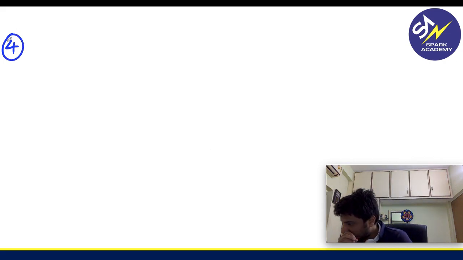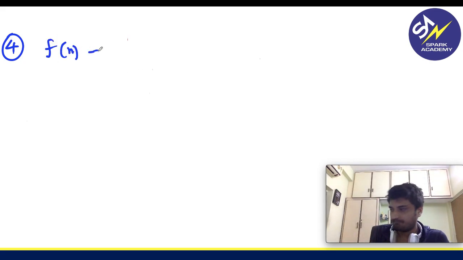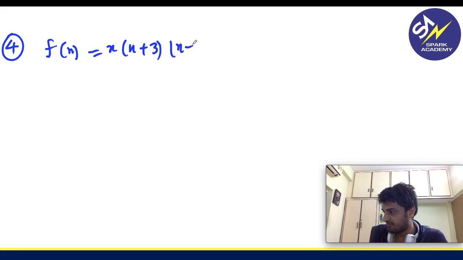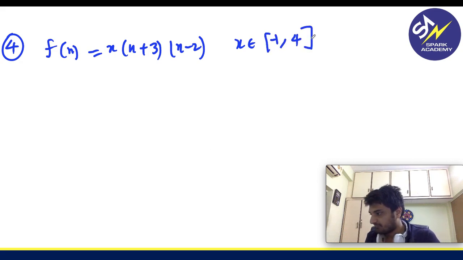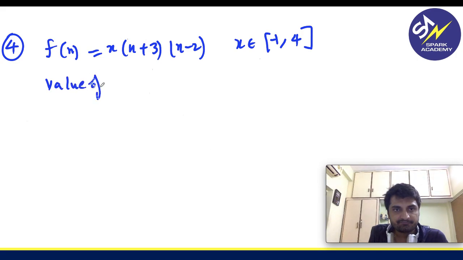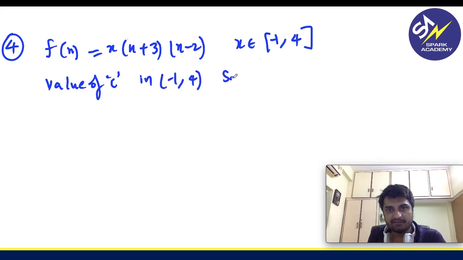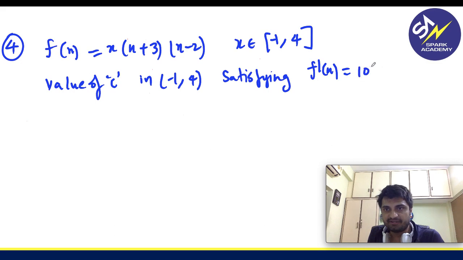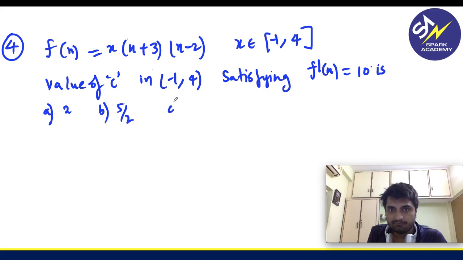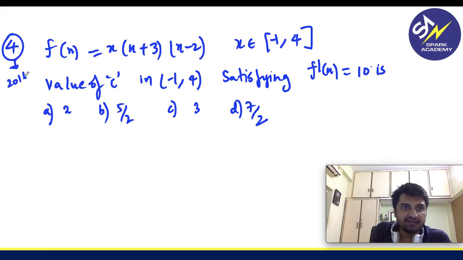Next question. What they have given is f of x is given as x into (x plus 3) into (x minus 2), and also given that x belongs to [minus 1, 4], then a value of c in (minus 1, 4) satisfying f dash of x equals 10 is, options: 2, 5 by 2, 3, 7 by 2. This was asked in 2016 AP, guys.